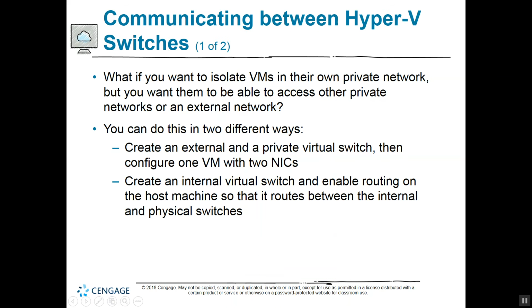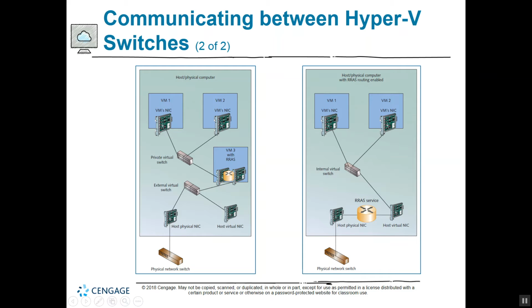Okay, there we go. Now, what if you want to isolate VMs in their own private network, but you want them to be able to access other private networks or an external network? Now, there's two ways we can do it. We can create an external and a private virtual switch, then configure one virtual machine with two NICs. Or we can create an internal virtual switch and enable routing on the host machine so that it routes between the internal and physical switches. Now here's the configurations for those.